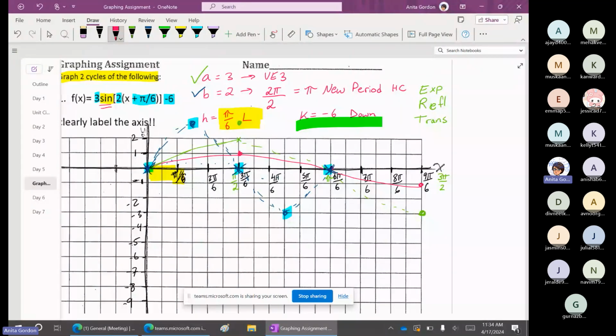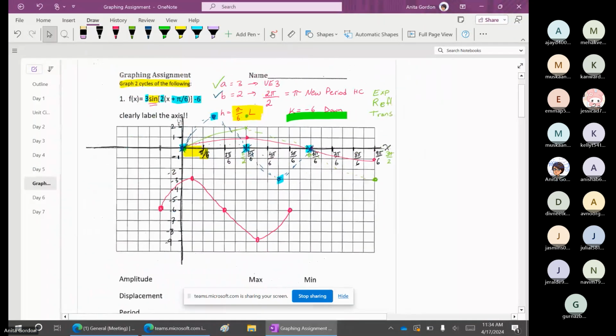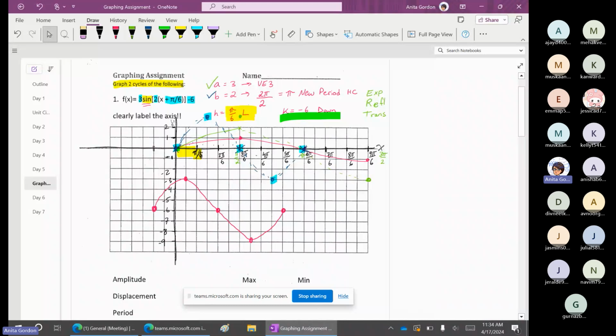And I'm going to use pink as my final color. I'm going to go down 6 squares over 2 squares. Down 6, left 2. Down 6, left 2. So here is my final transformation. One sine graph or one sine rotation with the transformations listed in the equation.